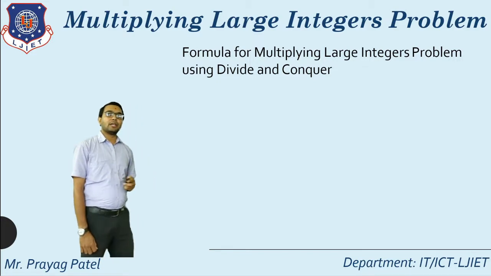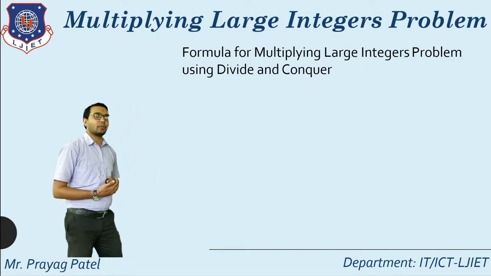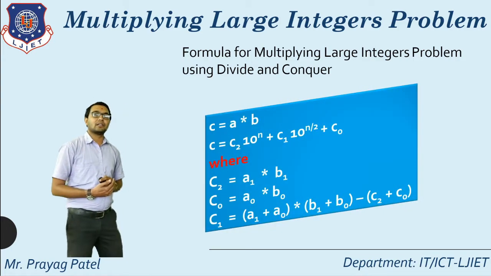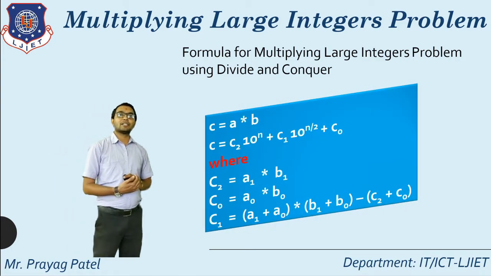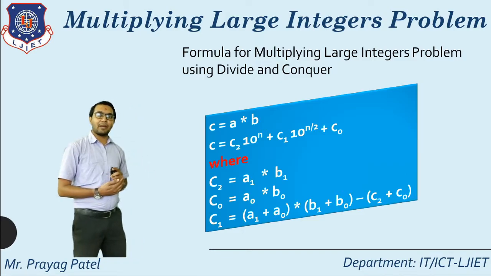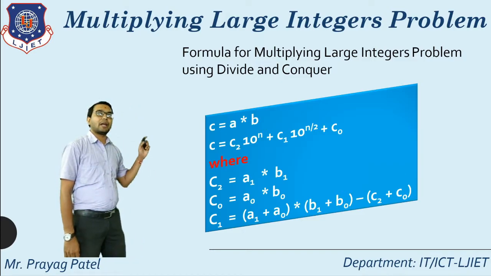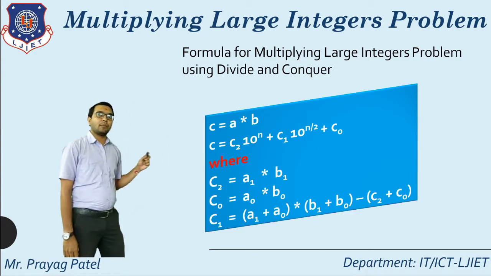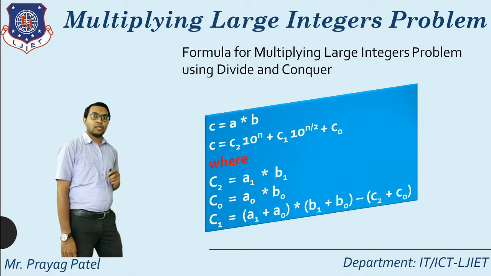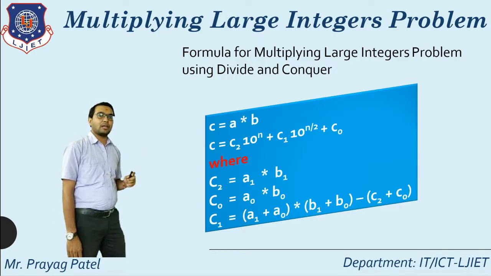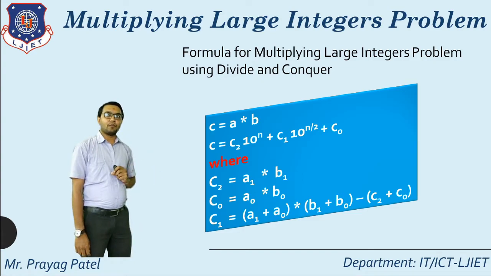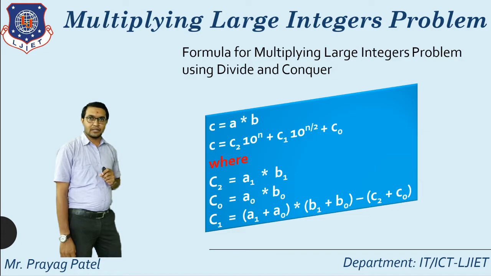If we want to multiply two numbers using the divide and conquer method, we can use this formula. Consider C equal to A multiply B, meaning we want to multiply numbers A and B and the resultant value is C. Now C equals C2 times 10 raised to n, plus C1 times 10 raised to n by 2, plus C0. This is the main formula for multiplying large integers.